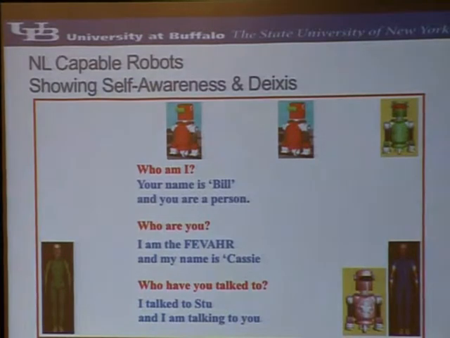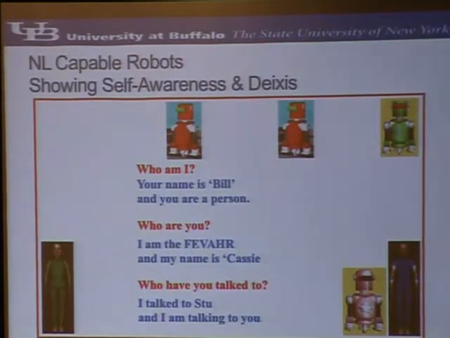And then Bill says, "Who have you talked to?" And she says, "I talked to Stu and I am talking to you." And that is verbalizing, putting into words, a piece of her episodic memory. In chronological order, I talked to Stu in the past tense, and I am talking to you in the present progressive. Now, a lot of the features of this little conversation have to do with deixis, in lexical terms.